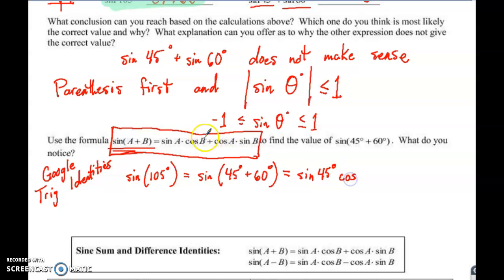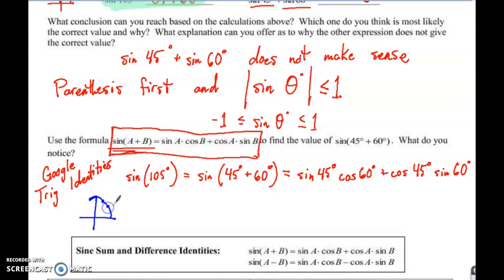Cosine of B, the second angle, 60 degrees, plus cosine of the first angle, which is 45 degrees, and then sine of the second angle, which is 60 degrees. And that's why, knowing the unit circle, you don't even need a calculator to get this answer. I may go to a calculator here shortly, but if you recognize, so again, 105 is somewhere over here.